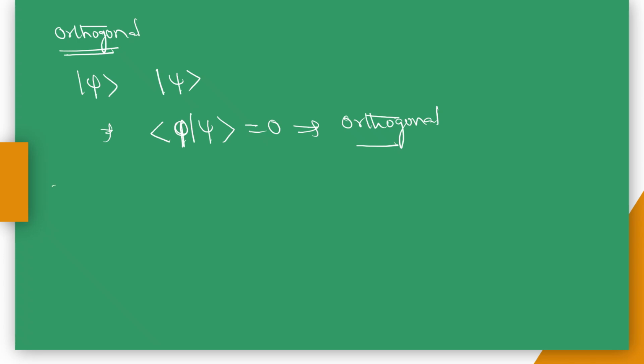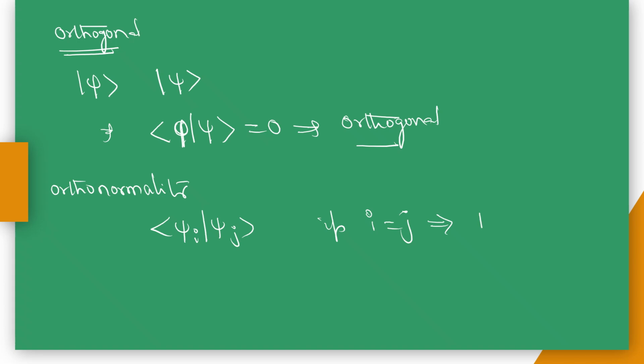So the orthonormality condition. How do we check orthonormality for two state vectors? For example, I take the inner product between two state vectors, psi i and psi j. If i is equivalent to j, that means the same state vectors, it is equivalent to 1. If i is not equivalent to j, then this value is equivalent to 0. The same state is normalized, different states are orthogonal. So this is called the orthonormality condition.